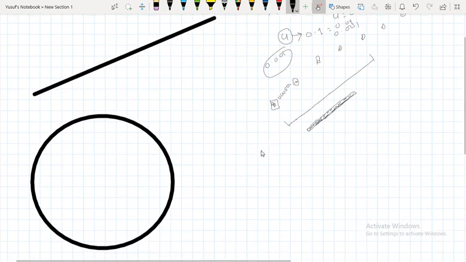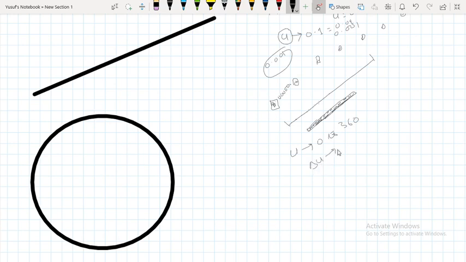Similarly, suppose I am drawing the circle, here the parameter u varies from 0 to 360. If I take the incremented value as 1 degree, I will get 360 points only.